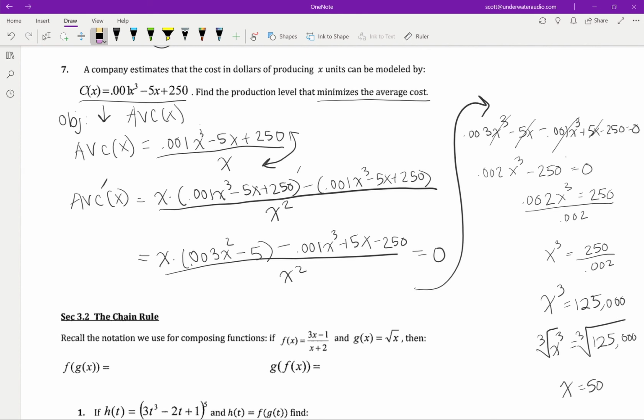So x equals 50. So let's make sure this makes sense. A company estimates that the cost in dollars of producing x units can be modeled by C of x equals blah, blah, blah. Find the production level that minimizes the average cost. So this would be 50. This would say that I should produce 50 items. And that makes sense. So I think we'll keep that. Okay, if there are any questions, ask them on the discussion board.